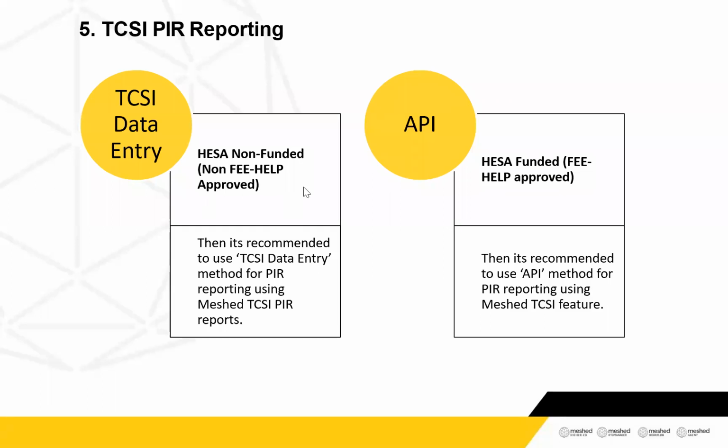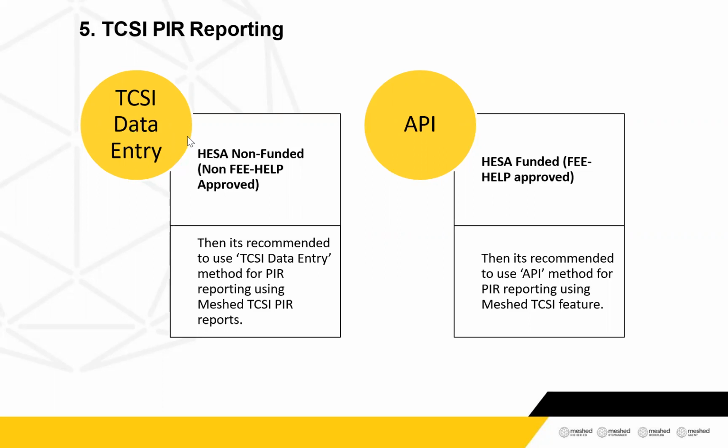So as I've explained before, there are 2 methods. First is TCSI data entry, which is nothing but manual TCSI data reports. And second is API, where we are reporting through API in real time directly to the TCSI portal. Now this first method is available for HESA non-funded for now, as their APIs are not completely ready yet. So for them, it is recommended to use this report feature for now. And providers who are HESA funded, that means FEE-HELP approved providers, can use APIs directly because their APIs are ready in TCSI production.